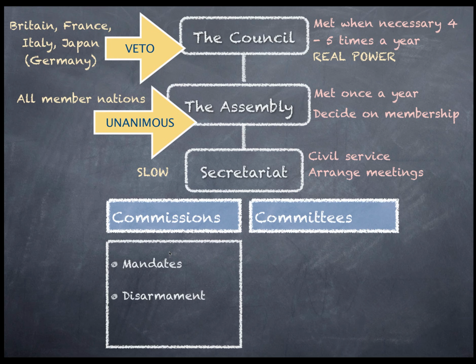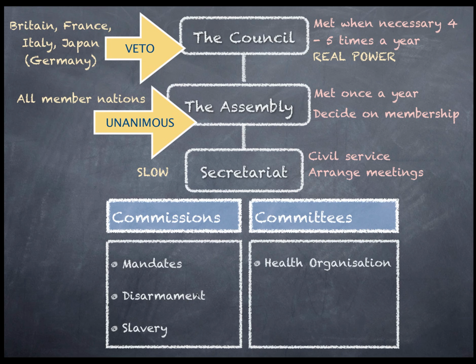There was also the Disarmament Commission. The aim of that obviously was to ensure that countries around the world disarmed. And the Slavery Commission. This certainly did meet with a lot of success. And slavery was still a significant problem in the world of the early 20th century.